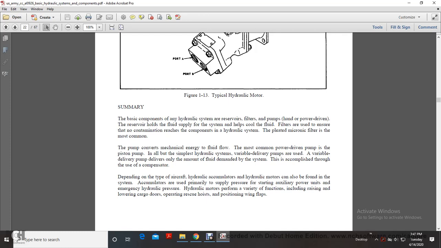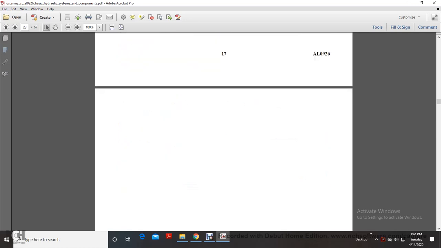In the simplest hydraulic system, variable delivery pumps are used. The variable delivery pump delivers the amount of fluid demanded by the system, accomplished through the use of a compensator. Depending on the type of aircraft, hydraulic accumulators and hydraulic motors can be found within the system. Accumulators are used primarily to supply pressure for starting auxiliary power units and for emergency hydraulic pressure. Hydraulic motors perform various functions, including raising and lowering cargo doors, operating rescue hoists, and pivoting wing flaps.